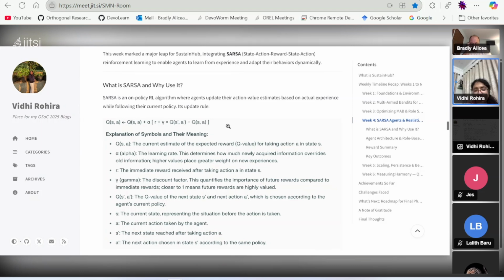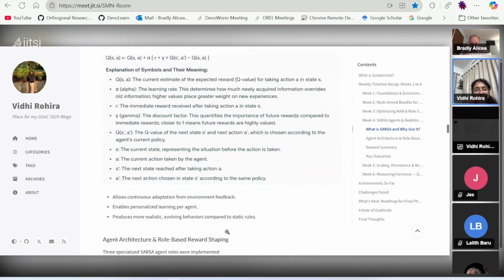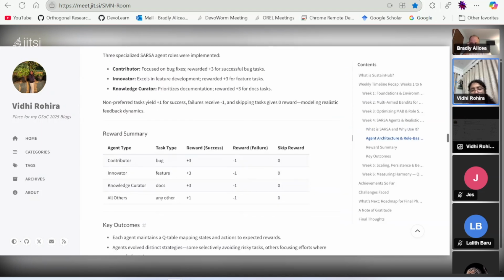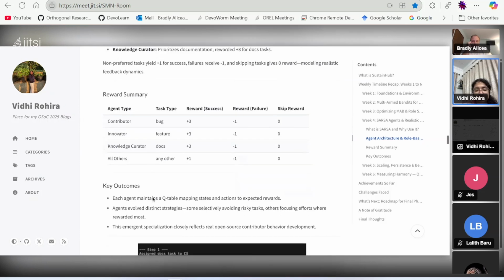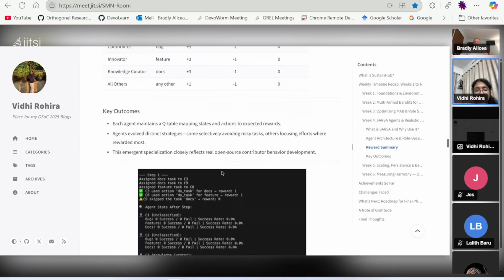So the equation, and I have explained each of the terms in the equation, and the same reward summary: if a contributor is supposed to do the bugs, it's supposed to get a +3 reward for doing it, -1 for failure, and 0 if it skips, and +1 for any other task that it does, and similarly for the other agents. So I had explained the reward system.